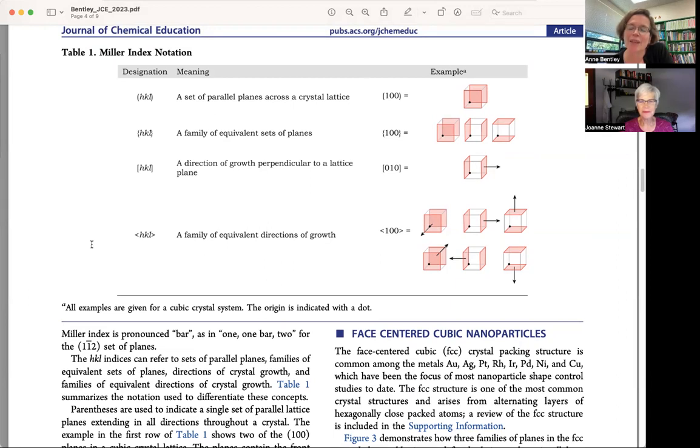But once you understand these fundamentals, the rest of the paper is focused on giving almost a review. I would say the first half is like a tutorial, and the second half is a bit of a review article written for a very general audience about how differences in surface energies between these planes can be used to control the growth of particles.